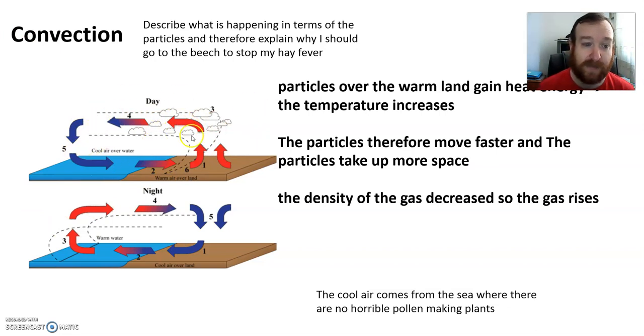Okay? And then linking to the pollen, there's no plants producing pollen over the sea. So the amount of pollen in the cool air that's coming from the water is much, much less than it would be from inland over here.